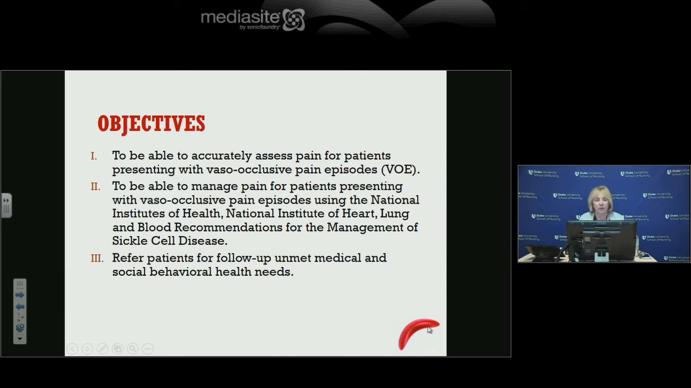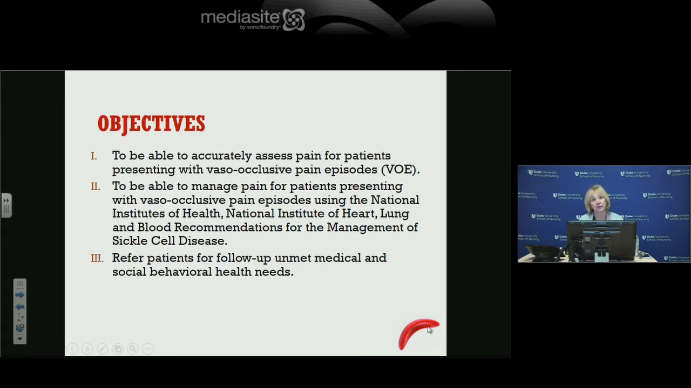What we hope to accomplish today with this talk is to do a little bit of an in-depth discussion on how we actually should be assessing pain for patients with vaso-occlusive episodes. The majority of the talk is going to focus on the actual evidence-based recommendations from NIH on how to treat VOE, and we will go through those in detail.